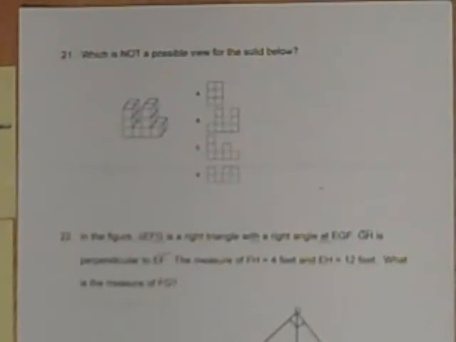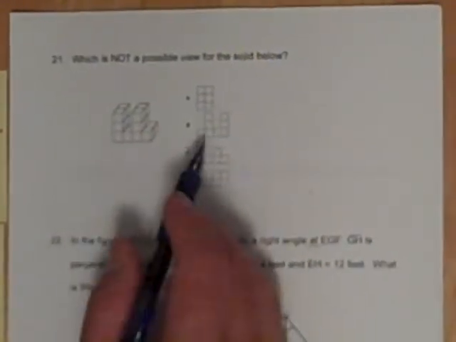Number 21. Which is not a possible view for the solid below? We're given a three-dimensional view on the left and a two-dimensional view on the right. We need to match them up.